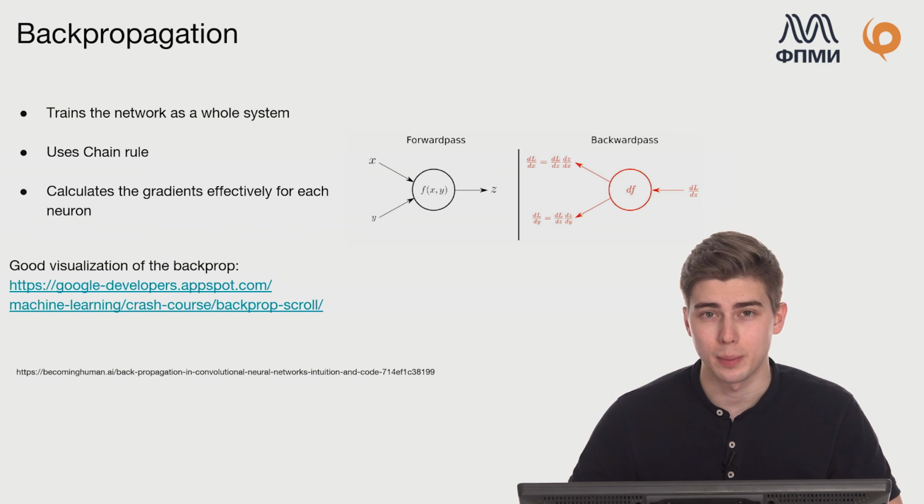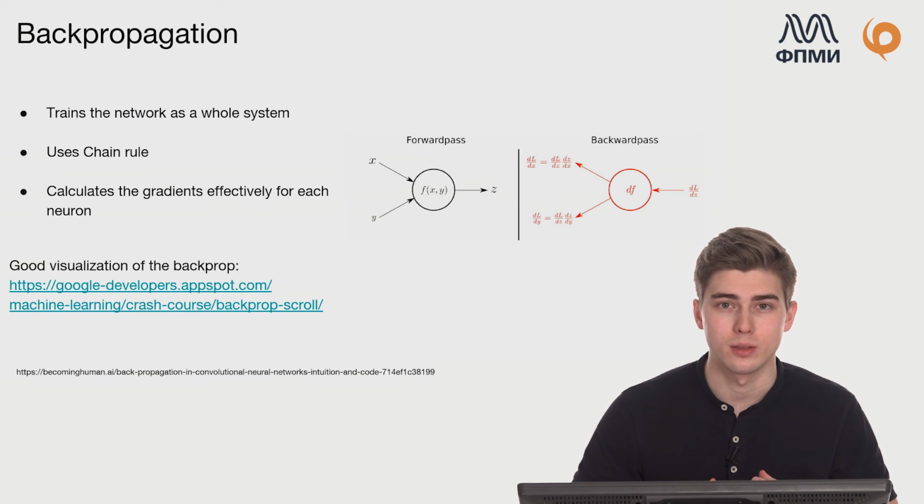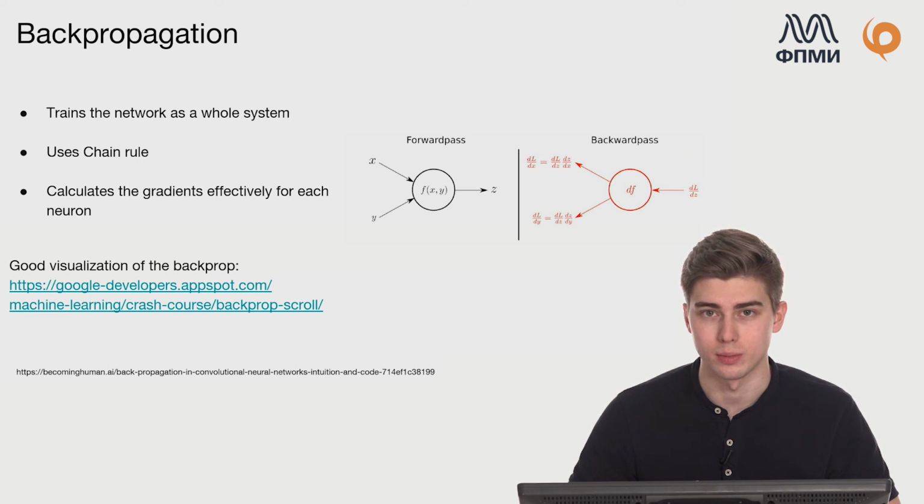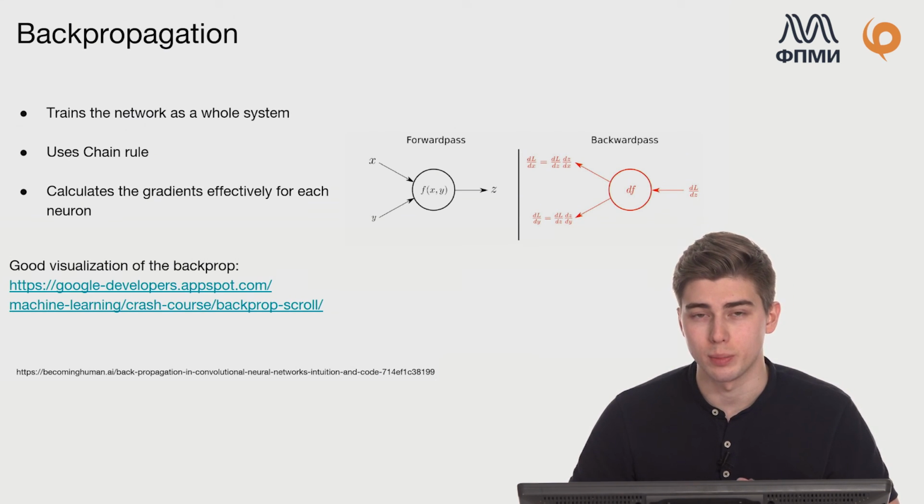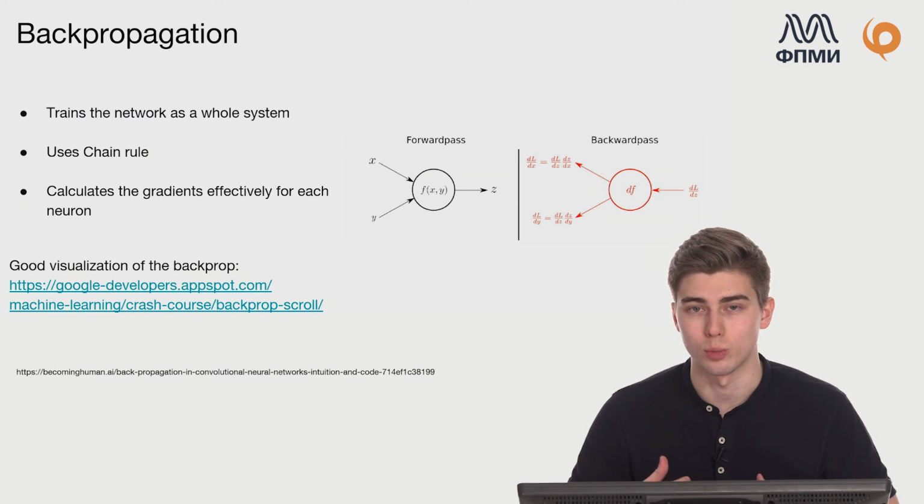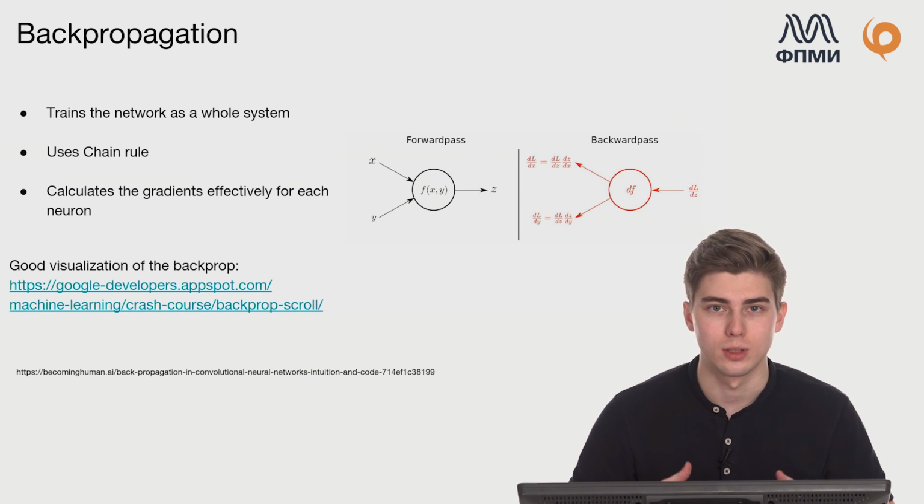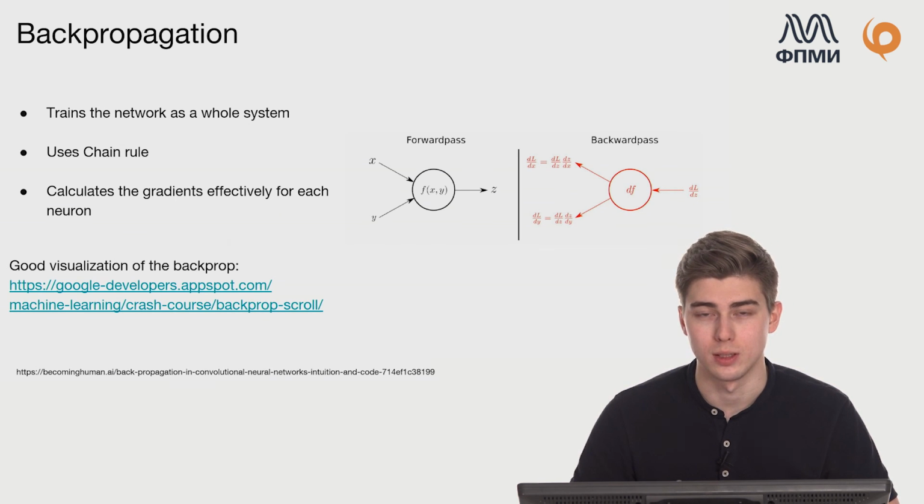So, the summary of the backpropagation algorithm. Backprop allows us to compute the gradients in the network effectively. It allows us to train the network as a whole computational system. For each neuron, we can apply the gradients to its weights and update them in an effective way, using the inputs and outputs of each neuron during the forward pass. So we can just store the inputs and outputs of each concrete neuron during the forward pass, and then use them in the backward pass, in backpropagation.